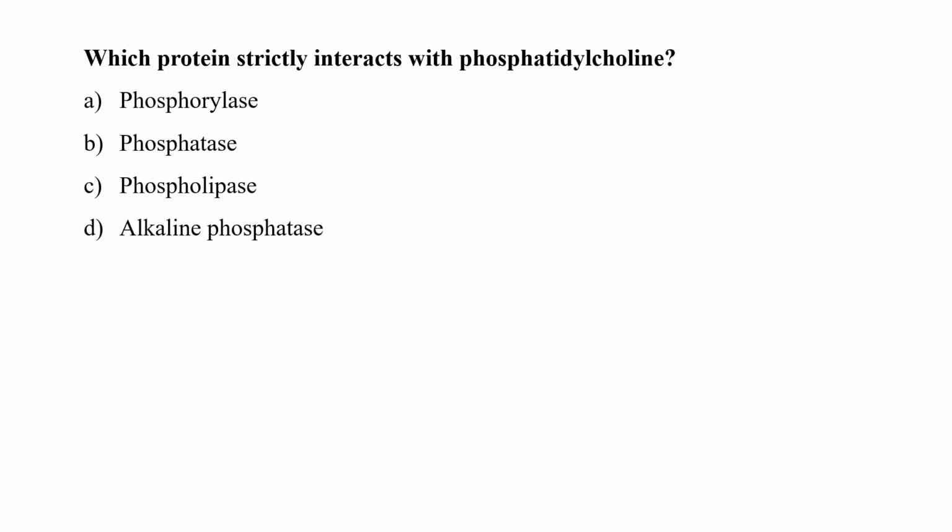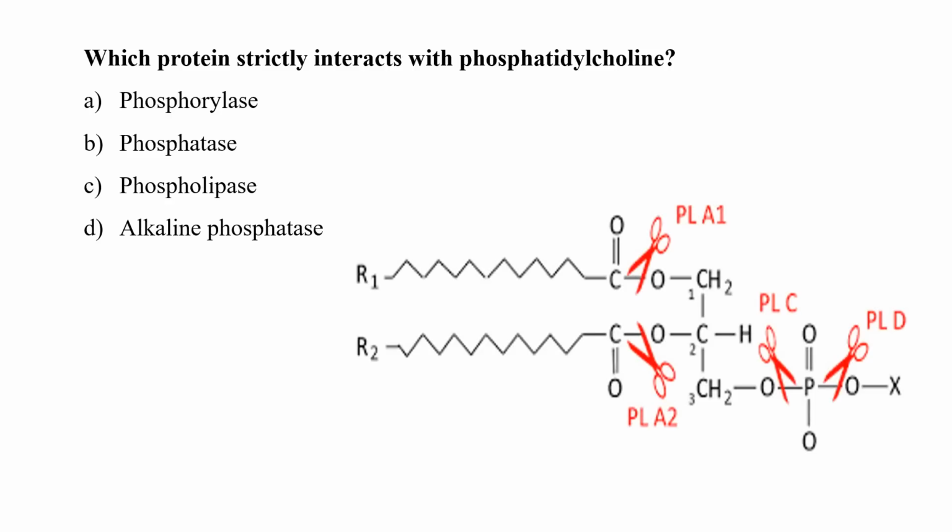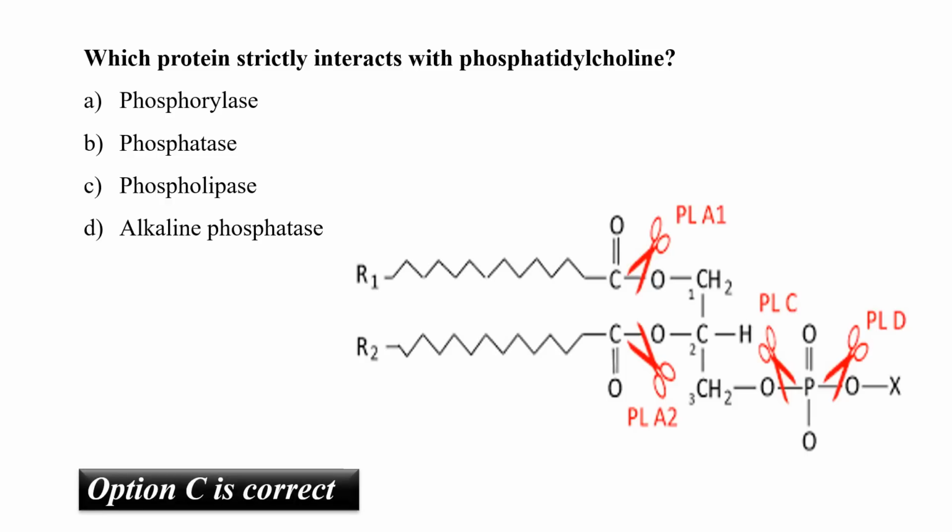Which protein strictly interacts with phosphatidylcholine? Phosphorylase, phosphatase, phospholipase, or alkaline phosphatase? Phospholipase D is an enzyme which acts on phosphatidylcholine and hydrolyzes it to produce signal molecules like phosphatidic acid and soluble choline. So option C is the correct answer.